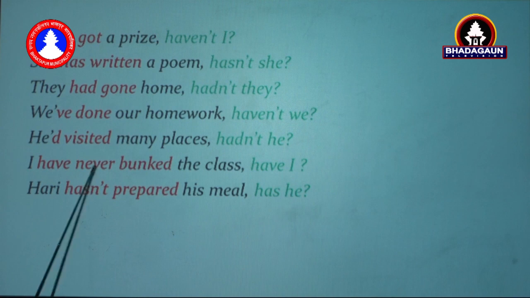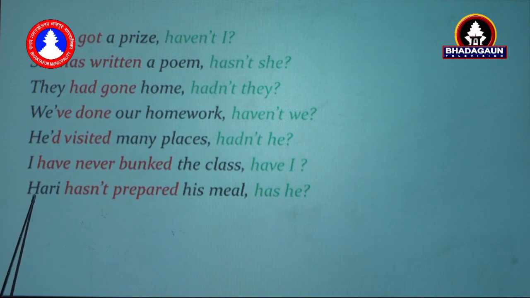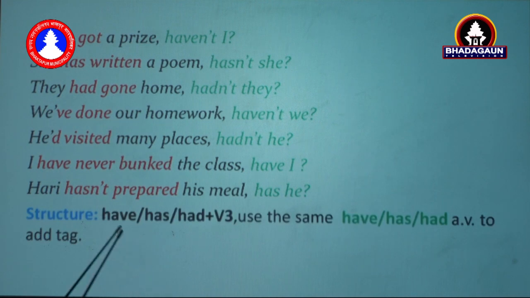Have never bunked. The statement is negative, so the tag is positive. Have I? Negative word. Hasn't, negative word, tag is positive. So has Hari. Hari is a name, so we have to change this into the pronoun. So, he. So the structure is: if have, has, had, then verb 3. Remember this. If verb 3 is there, use the same auxiliary verb have, has, had to add the tag.